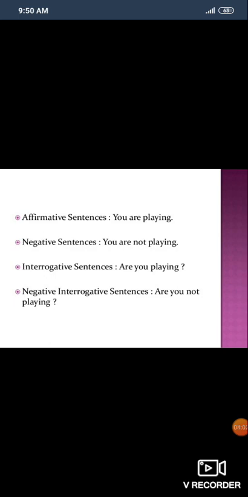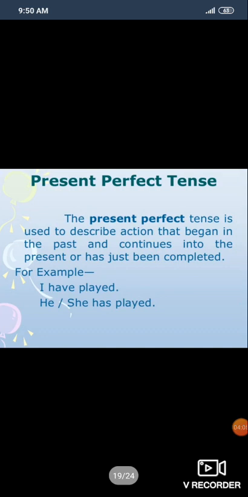Now the next type of tense is present perfect tense. And what is present perfect tense? The present perfect tense is used to describe an action that began in the past and continues into the present or has just been completed. It means an action that has been completed in the immediate past, like I have just finished my dinner.